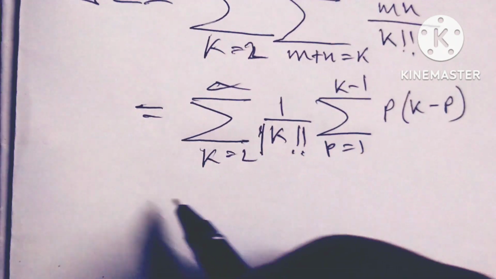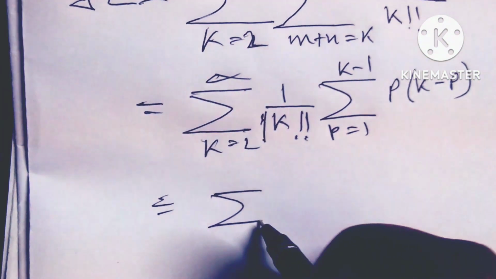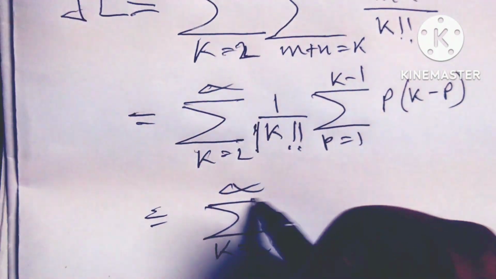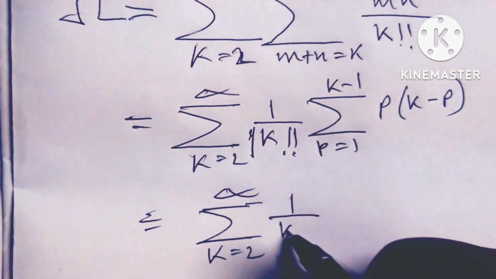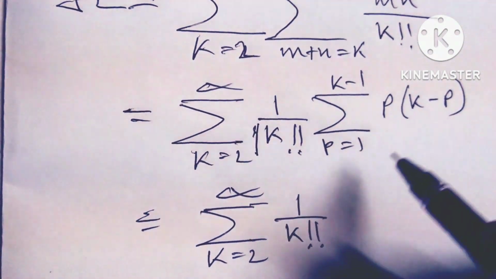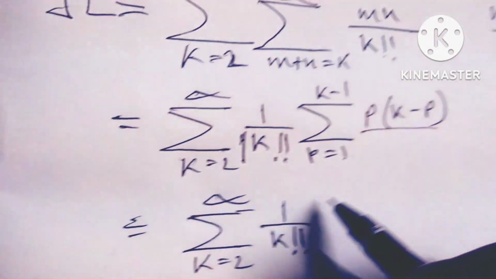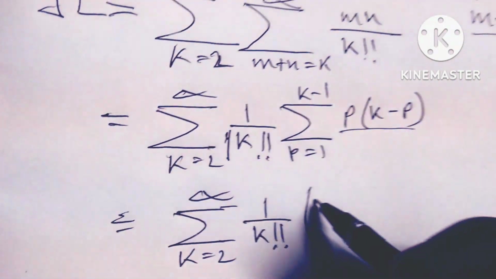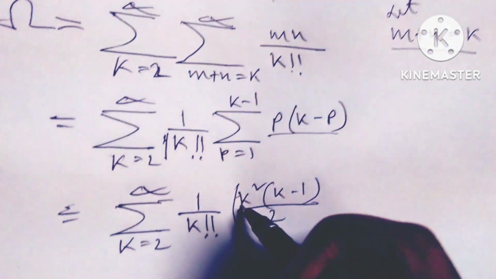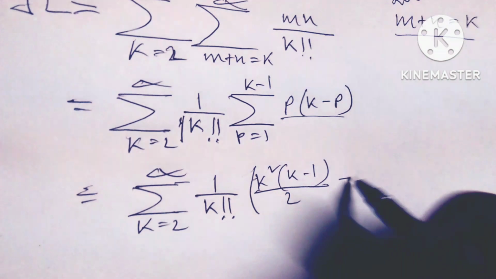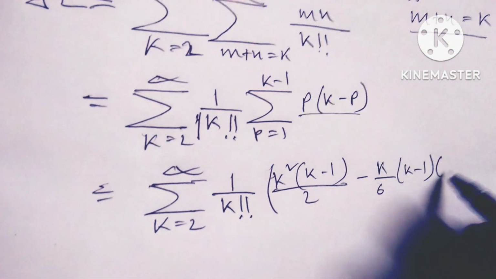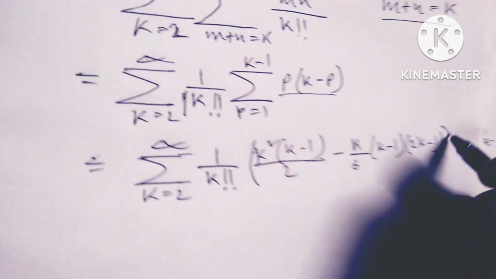After that, it can be written as the summation k equals 2 to infinity, 1 by k double factorial, and if I put it in here, I get k square into (k minus 1) divided by 2, minus k by 6 into (k minus 1) into (2k minus 1).